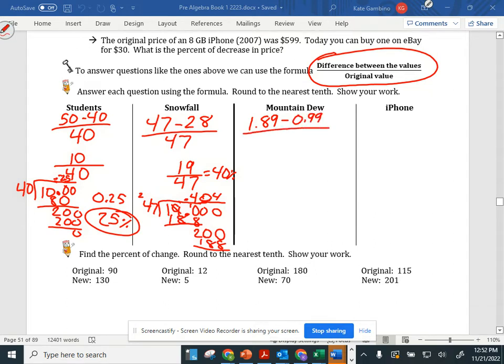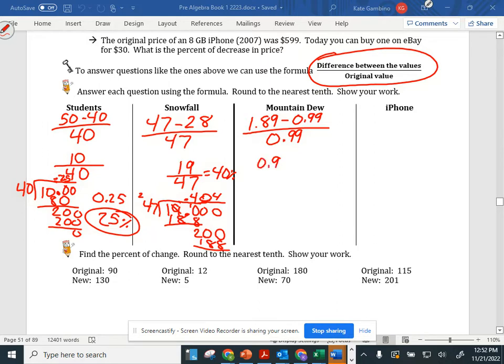And the original price back in 1998 was 99 cents. So that's the number we put on the bottom. It doesn't matter, you always look at which number was said first. That's your original value. That goes on the bottom. So it doesn't matter that $1.89 is a bigger number. What matters is that 99 cents was said first. That's the original. So $1.89 minus 99 cents is what?